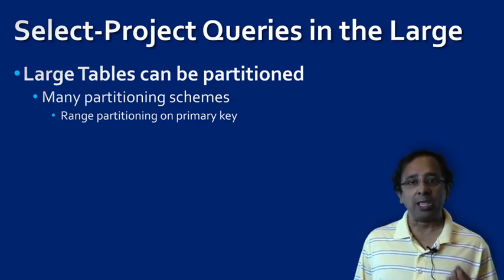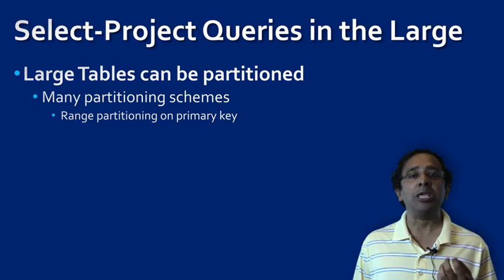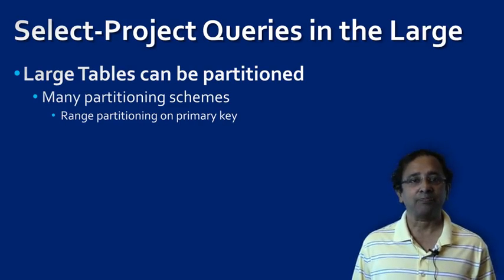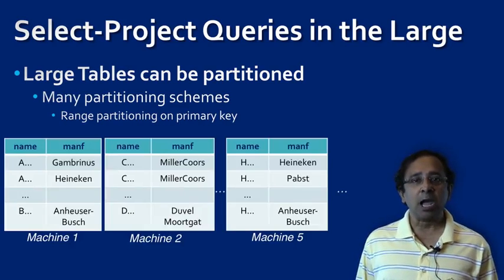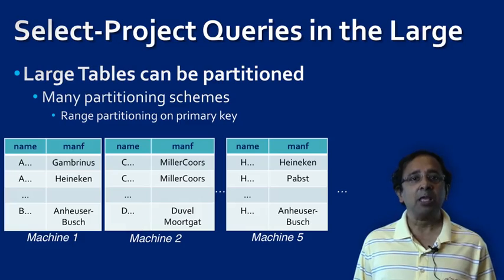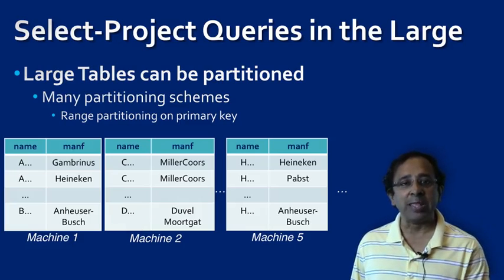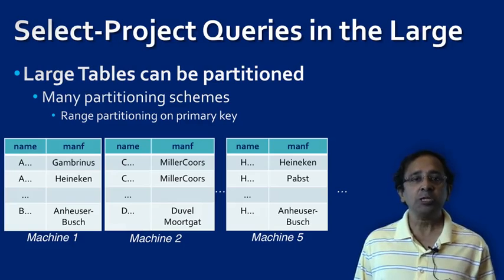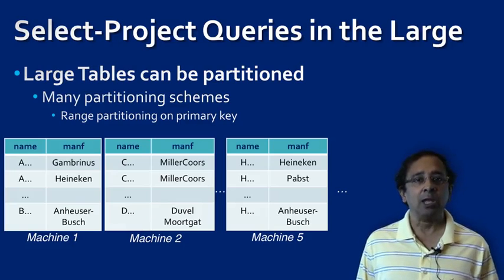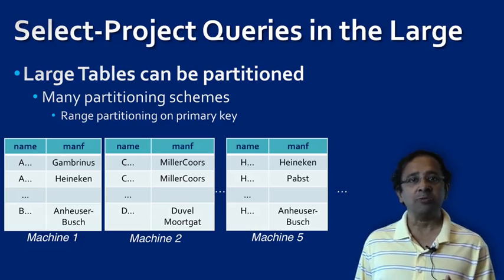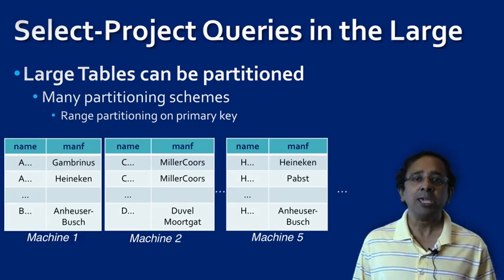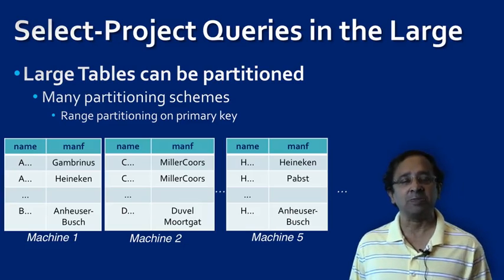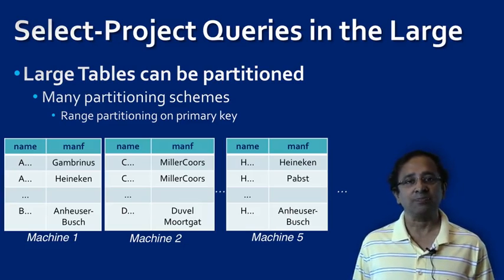One standard way of partitioning the data is called range partitioning by the primary key. This simply means that the rows of the table are put in groups depending on the alphabetical order of the name value. So beers with names starting with A and B here are placed in machine 1, those starting with C and D are in machine 2, and if there are too many rows for entries where the name starts with H, maybe H is split into machines 5 and 6. This is shown in the sketch here.